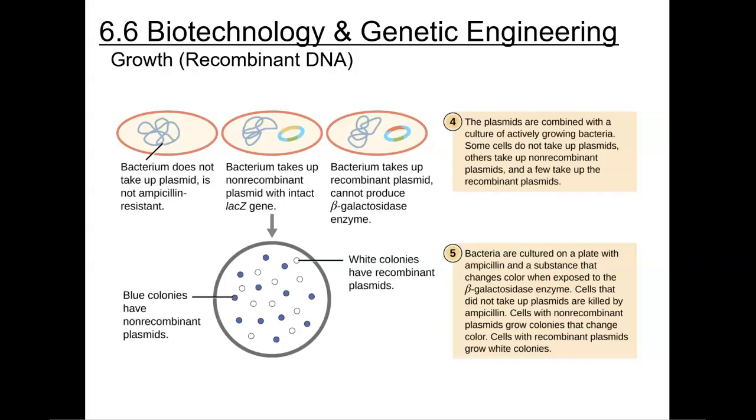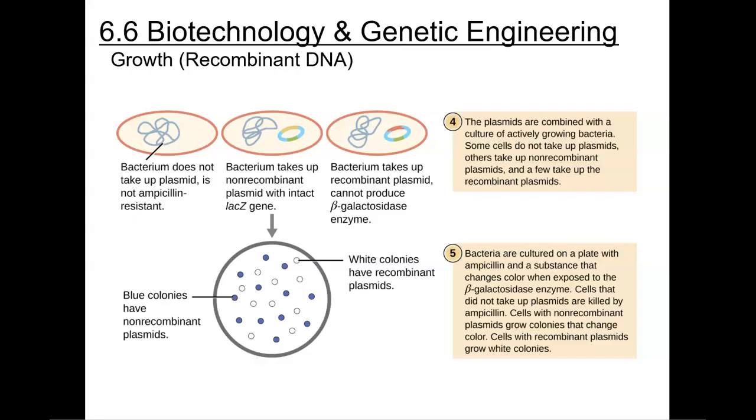So here we have a bacterium that does not take up a plasmid. It's not ampicillin resistant. Ampicillin is going to be an antibiotic. Then you have a bacterium that's going to take up that recombinant DNA plasmid that interacts with that LAC-Z gene. So as it takes it up, it can't produce the galactase enzyme. And so you see these growing here.